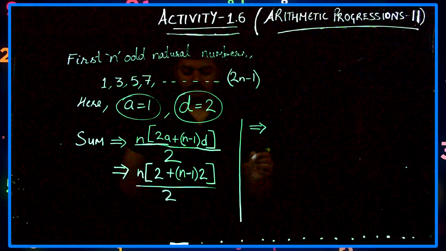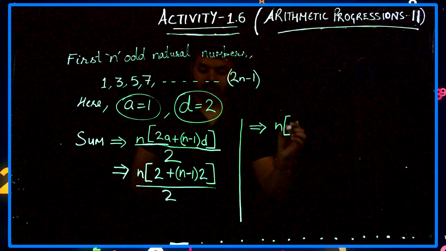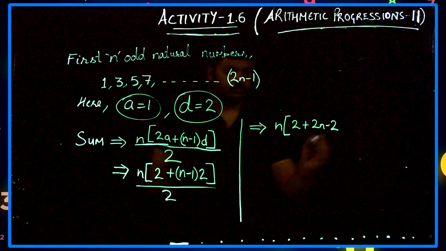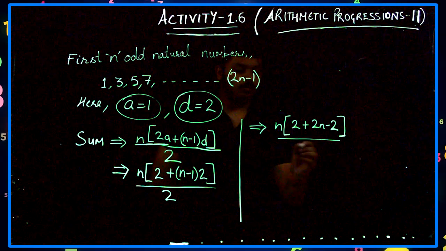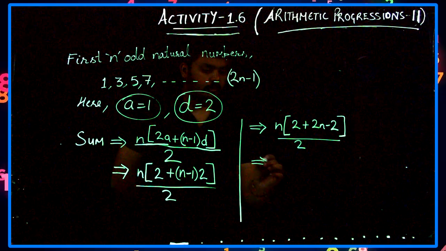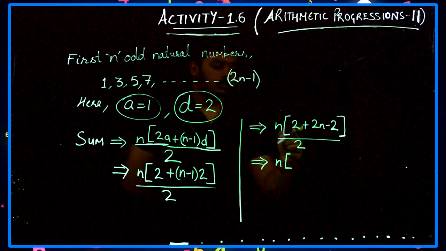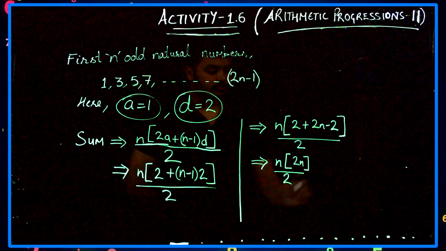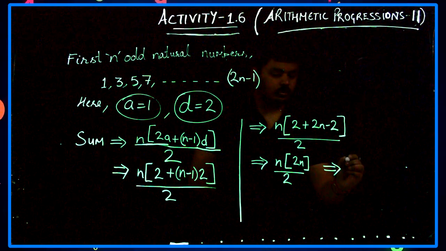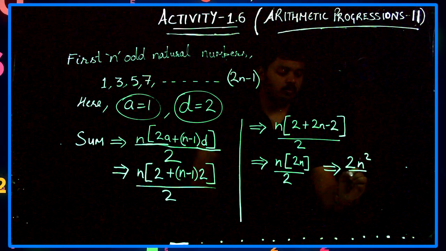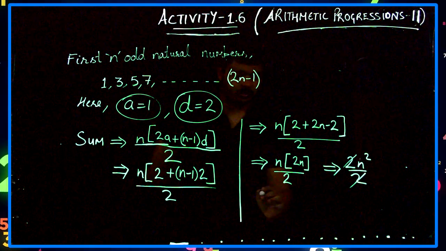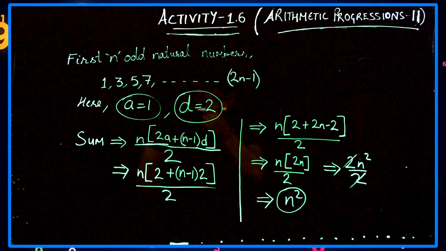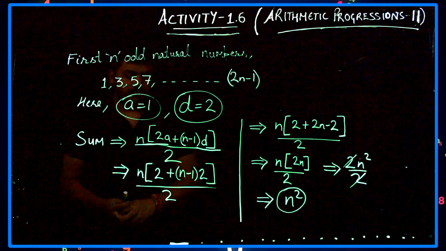So we get n into 2 plus 2n minus 2, upon 2, n into 2 minus 2 is 0, 2n upon 2, equal to 2n square upon 2, which is equal to n square. So the sum of first n odd natural numbers is n square.